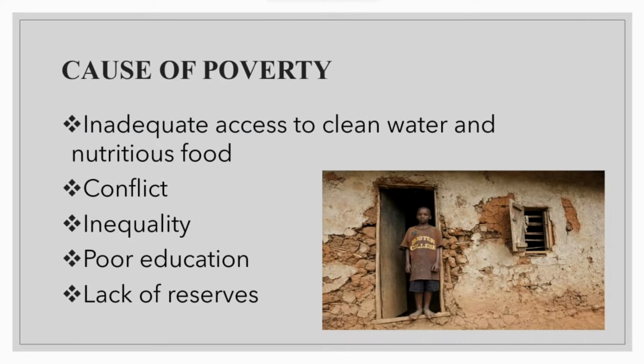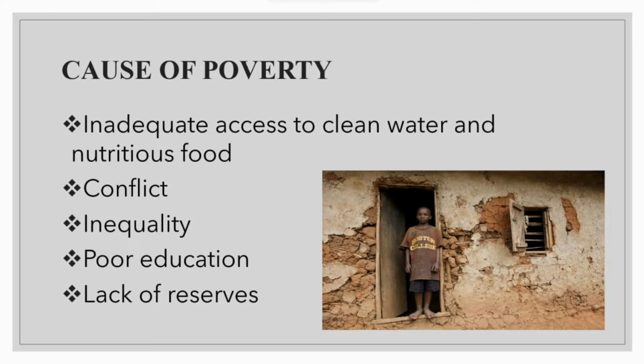Causes of poverty. First, inadequate access to clean water and nutritious food. If a person doesn't get enough food, they simply don't have the strength and energy to work. Lack of access to food and clean water can also lead to preventable illnesses like diarrhea. So when they get sick, they cannot work to make money for living.